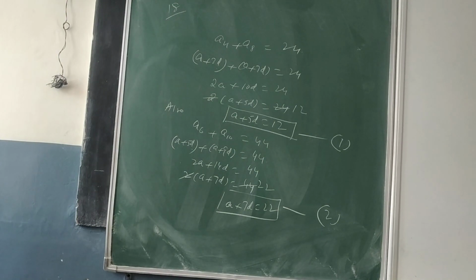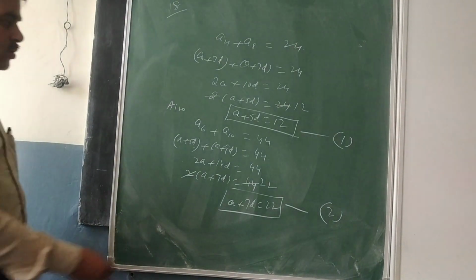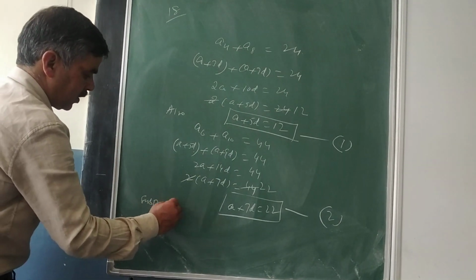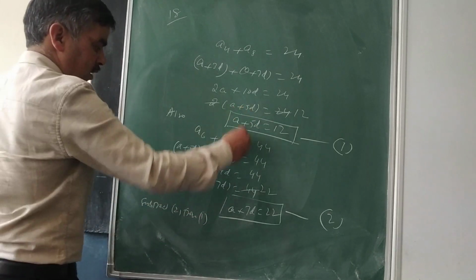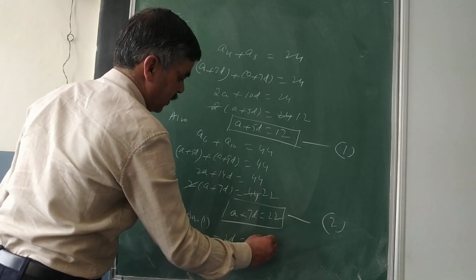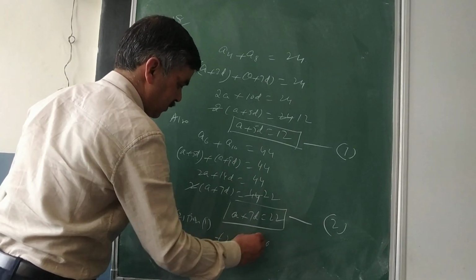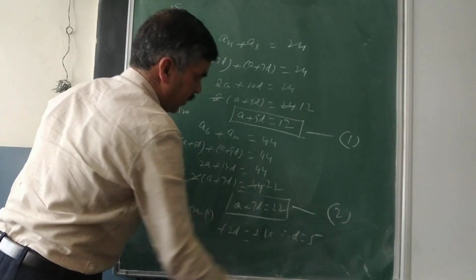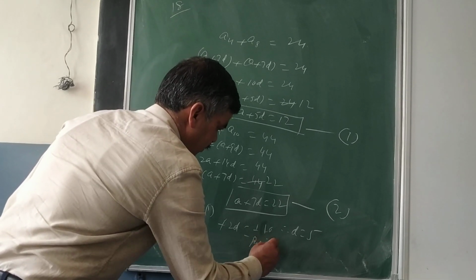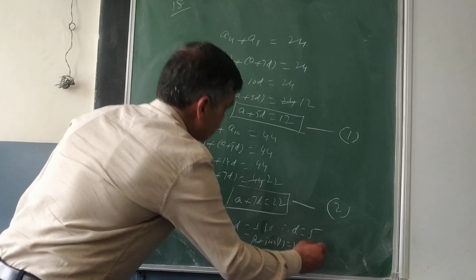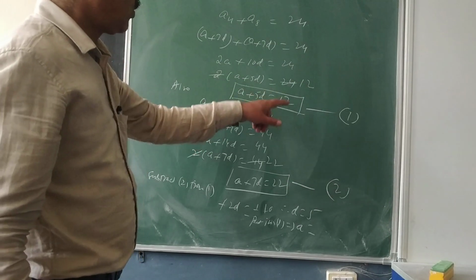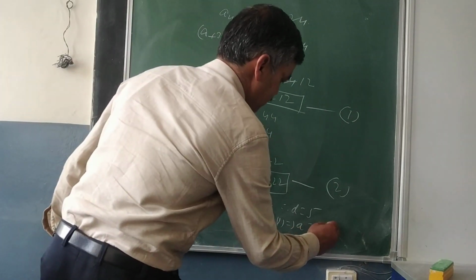Now what you have to do here is find the first 3 terms of the AP. So you have 2 equations. So you subtract 2 from 1. If you subtract 2 from 1, your a will get eliminated. 5 minus 7 is minus 2d is equal to 12 minus 22 is minus 10. So minus gone with minus, therefore d is equal to 5. Put in 1, so this implies a is equal to, if d you are going to put 5, 5 fives are 25, 12 minus 25, minus 13.